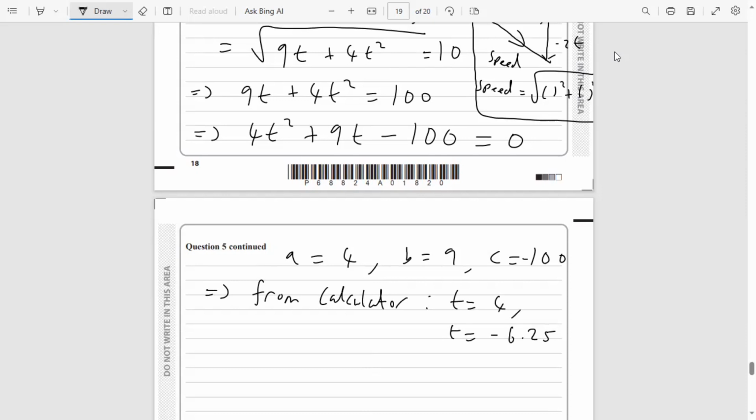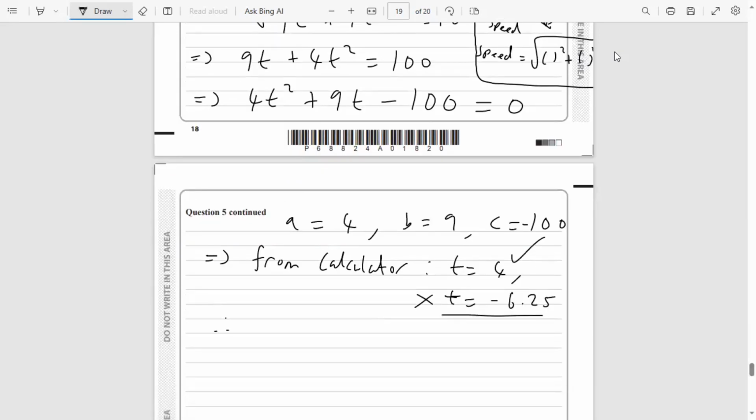Obviously you can't have negative time in A-level maths, so this one is nonsense. But this positive value works. So the conclusion we can draw from this is that the speed is 10 meters per second after 4 seconds.